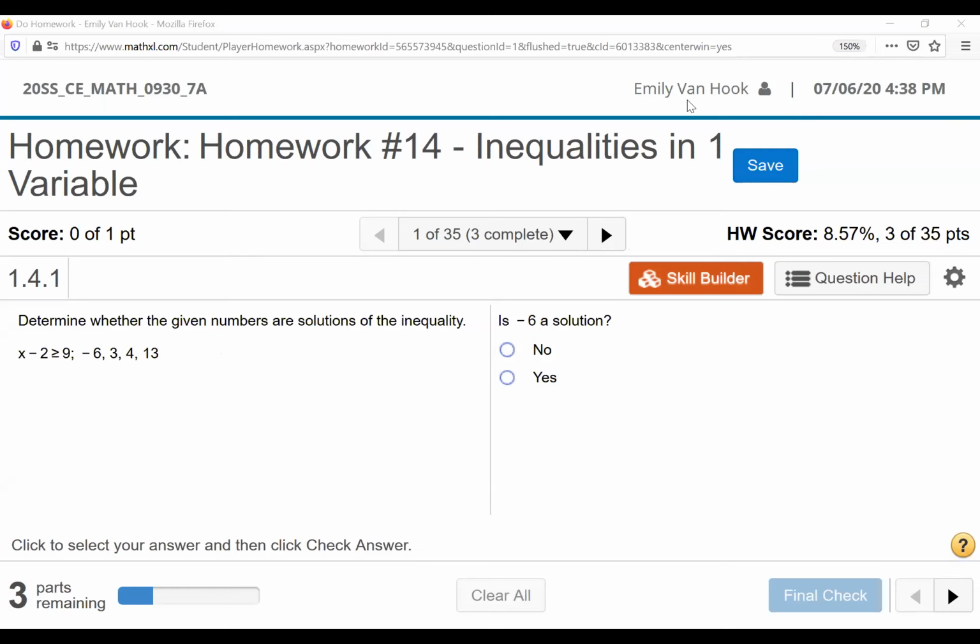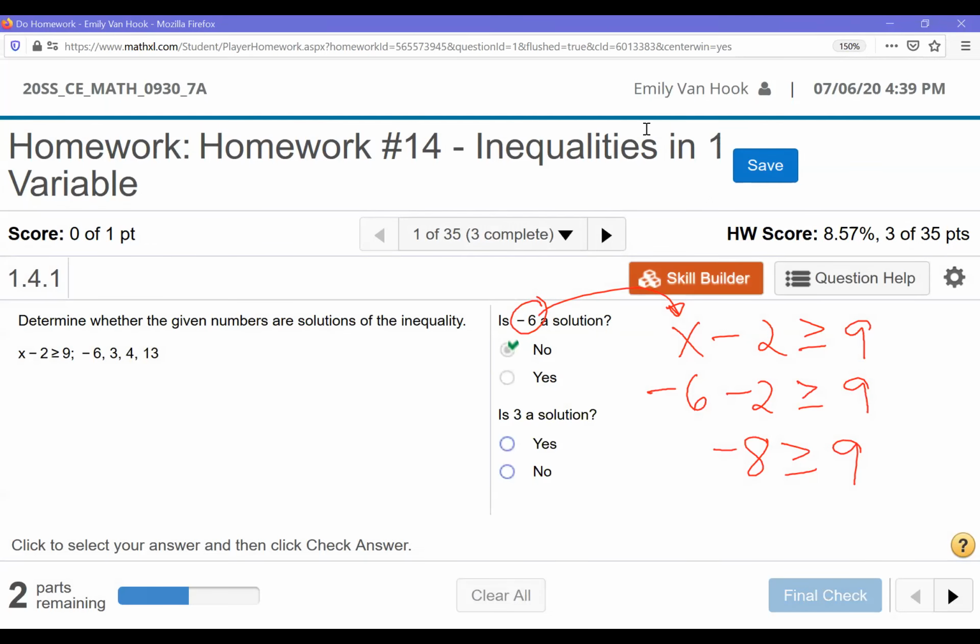So here's what we're meant to do. We're meant to plug in -6 for x. So if I rewrite my inequality, it's x minus 2 is greater than or equal to 9. If I replace x with -6, let's see what happens. -6 minus 2 is greater than or equal to 9. Then if I simplify, -6 minus 2 is -8 is greater than or equal to 9. Is that true? No, a negative is not going to be greater than a positive. So no, -6 is not a solution. So I'll choose no for that.